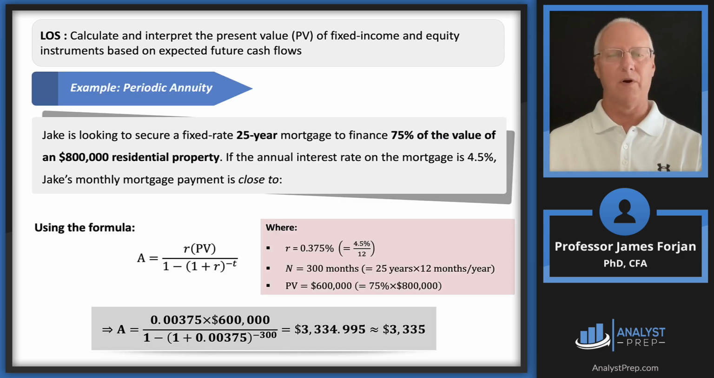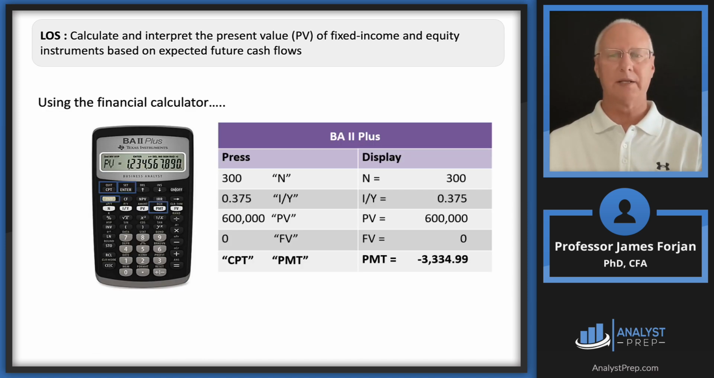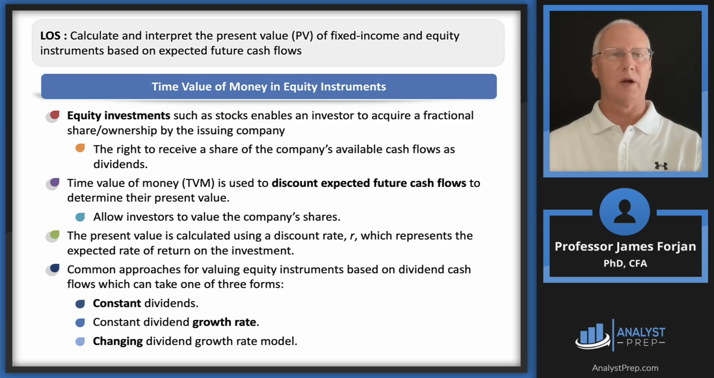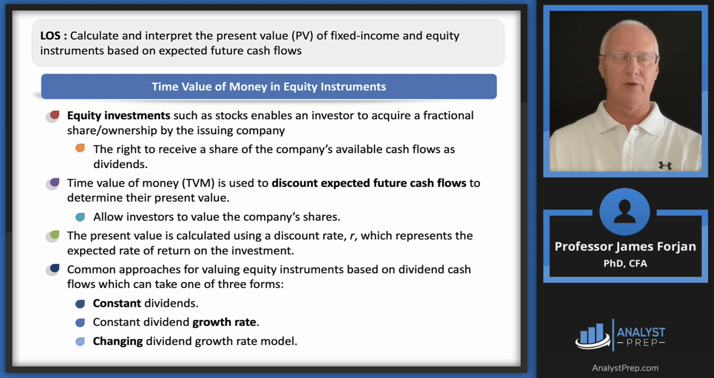Now, hopefully you are following along with the calculator. You're getting all those correct answers. Should be perfectly fine. Those of you who have the 12C, which I do, you should be following along with this just as well. All right, so that concludes our discussion of the LOS, calculate and interpret present value of fixed income. Now we have to move over, calculate and interpret present value of equity instruments based on expected future cash flows.